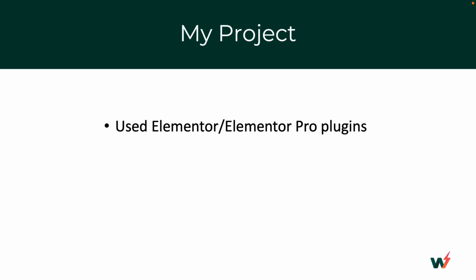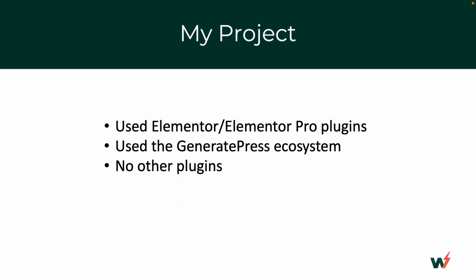Now, for the project I'm about to show you, the Elementor site only has Elementor and Elementor Pro, along with the 2021 theme. And for my conversion site, for the block editor site, I use the GeneratePress ecosystem. More about that in 1 second. I also used no other plugins. I wanted to see how far I could get to match the Elementor site just using GeneratePress. And last, I decided not to use any custom code.